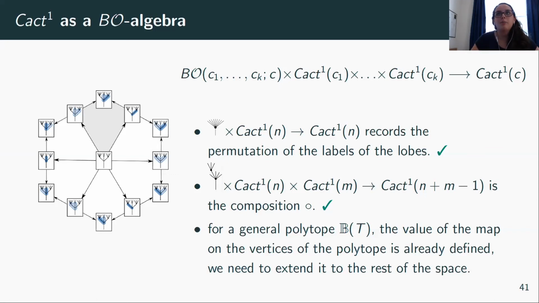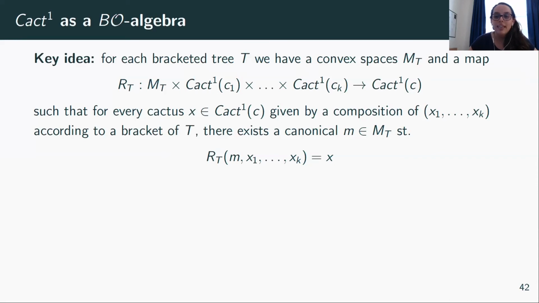Now, the key step in this proof is that we go out of cacti a little bit. For each tree, we have a convex space, MT, and a map that I will call the reparameterization map. If T has a vertex with C1 inputs, and then a vertex with CK inputs, then my renormalization map takes this and sends it to one cacti with C inputs, where C is the number of inputs of T. So it is sort of doing a composition of these cacti, but together with some sort of renormalization parameter.